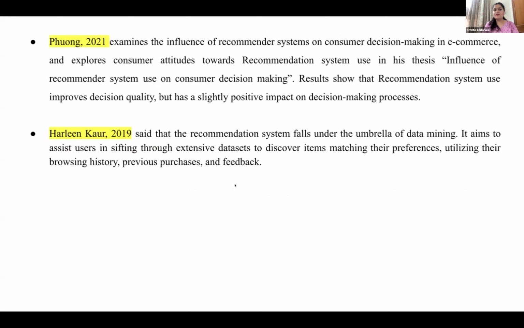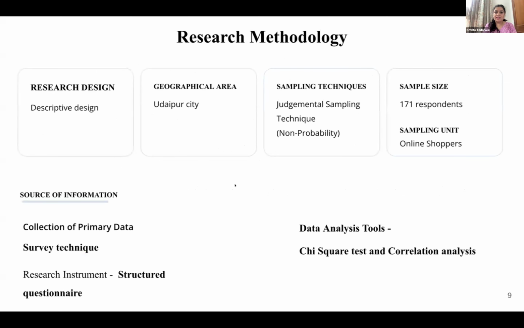This is the review of literature. After doing a lot of study, I found this gap: that we should find out about the awareness level of this recommendation system in cities like Udaipur. And this is the research methodology which I used. The geographical area was Udaipur city, and the sampling technique which I used was judgmental sampling. Sample size was 171 respondents. All the sampling units were online shoppers, and the method of collection was a survey, in which we used a structured questionnaire, and the data analysis tools which I used were the chi-square test and correlation analysis.